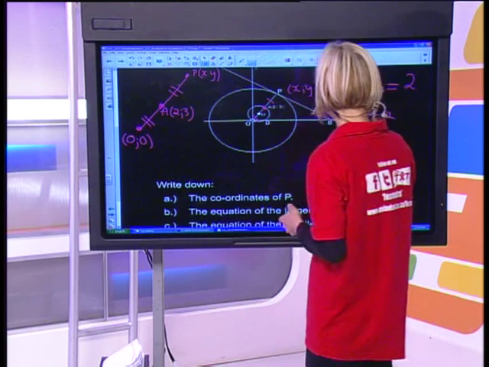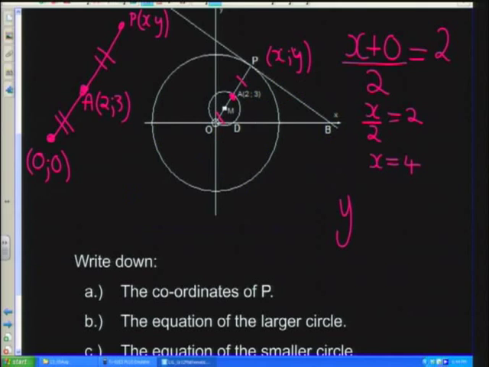We'll do it in the same manner. So now I'm going to say, okay, for the y's, y plus 0 divided by 2 is equal to the y value at the midpoint, and the y value at the midpoint is equal to 3. So y over 2 is equal to 3. So quite clearly, y must be equal to 6.